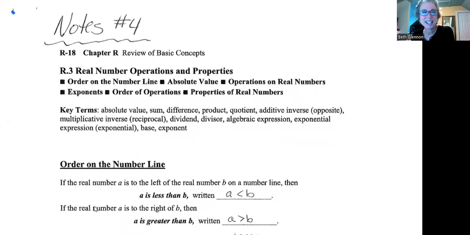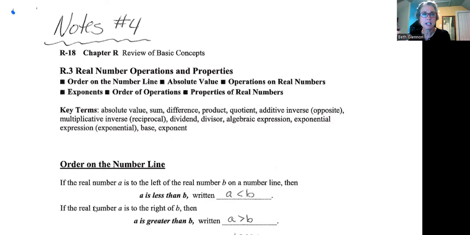Hi, math lovers. So let's talk about notes number 4, which is all about real numbers, operations, and properties. I don't think you need me to go through and explain how to add and subtract your values, but I want to remind you of a couple of things, the greatest hits maybe of going through this lesson.